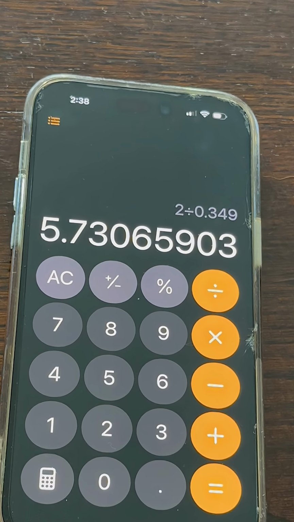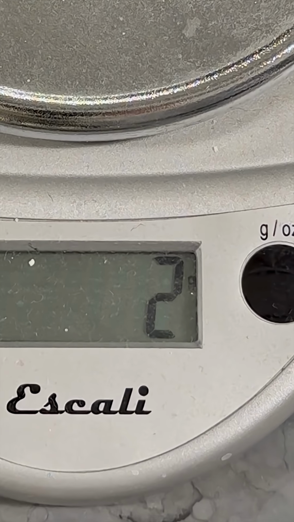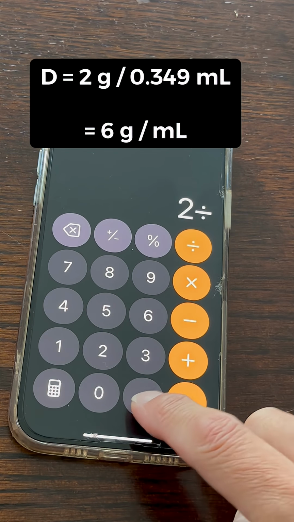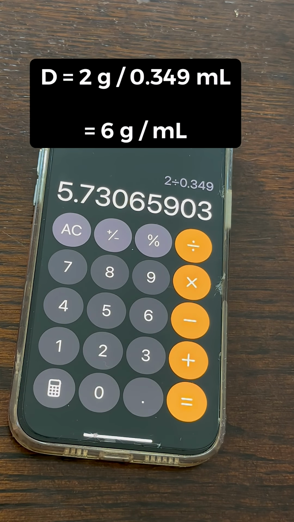But it's not fair to record our answer to this many digits. I mean, we only measured 1 digit for mass, so it doesn't make any sense to record a bunch of digits. Let's round the answer to 6 grams per milliliter. This way, we convey that our measurement was only good to 1 digit.